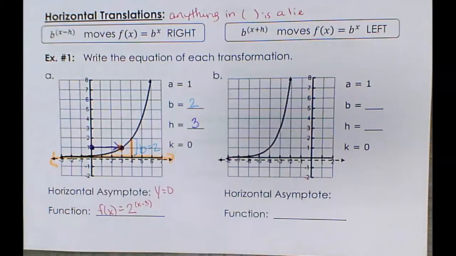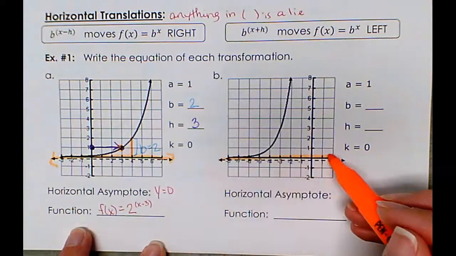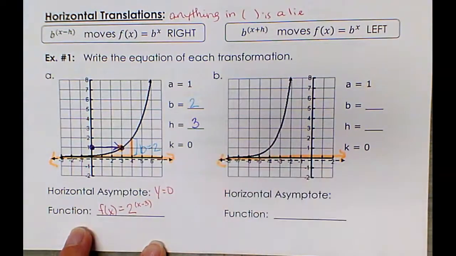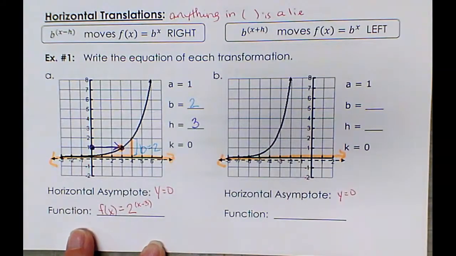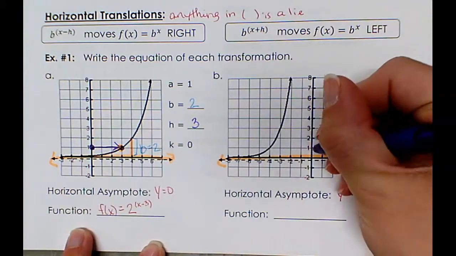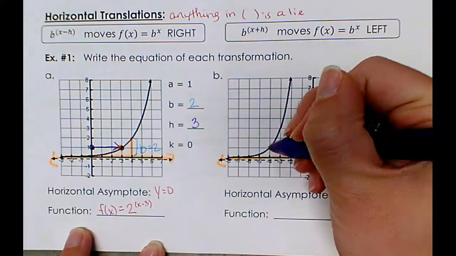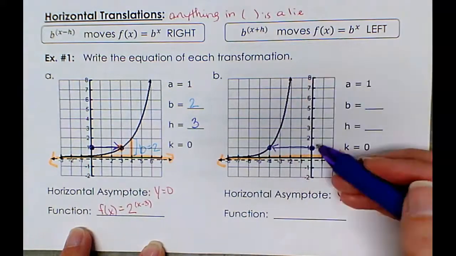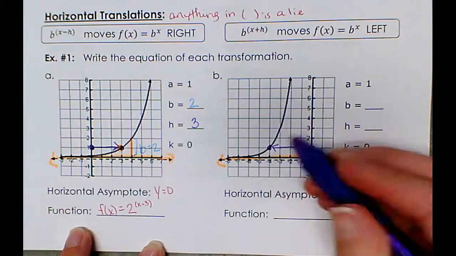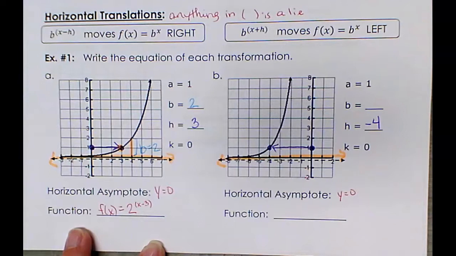So now let's look at the next graph. I'm going to go ahead and find the asymptote, which is going through the x-axis. That's y equals 0. I'm going to go find where this point moved to. Well, it looks like it moved over here. So that's shifting to the left 1, 2, 3, 4 times. So my h value is negative 4 because I'm shifting to the left 4 times.